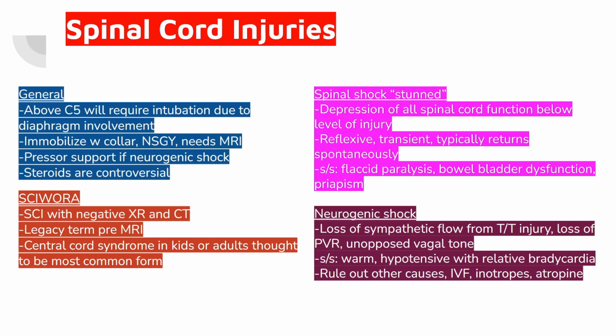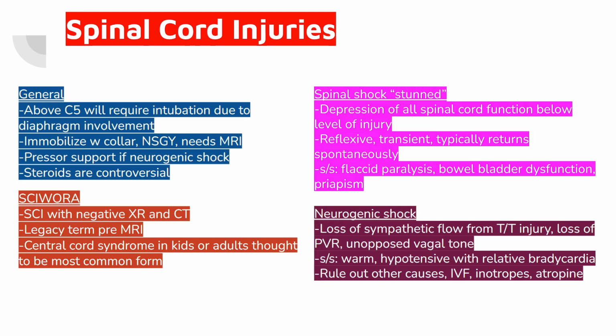You should understand the difference between spinal shock and neurogenic shock, right? Spinal shock is a stunned cord as opposed to neurogenic shock, which is not a stunned cord, right? So in terms of stunning, wherever that injury pattern is, you have loss of spinal cord function below that level, and it's defined as transient and typically returns spontaneously, okay? Of course, at time 0 in the emergency department, you're never going to know that, but in retrospect, you may be able to delineate that.